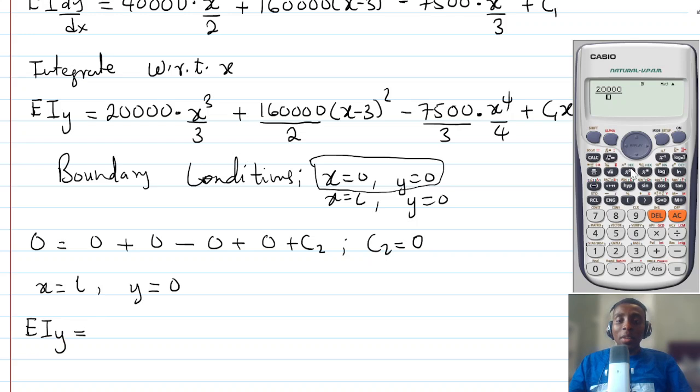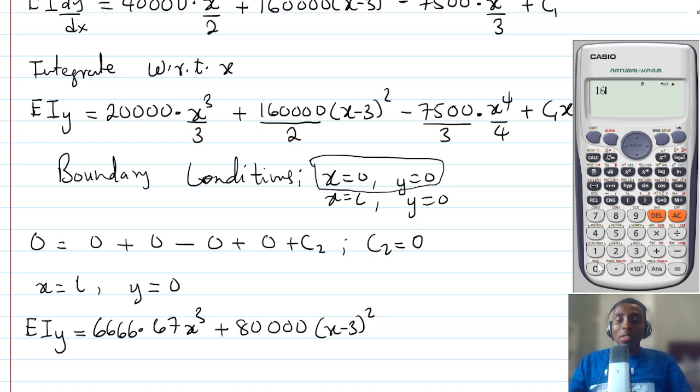So 20,000 divided by 3, which is 6,000. So we have 666.67 x cubed plus, I think 160,000 will be what? 80,000, right? Okay, so that you'll be happy, let me do it for you.